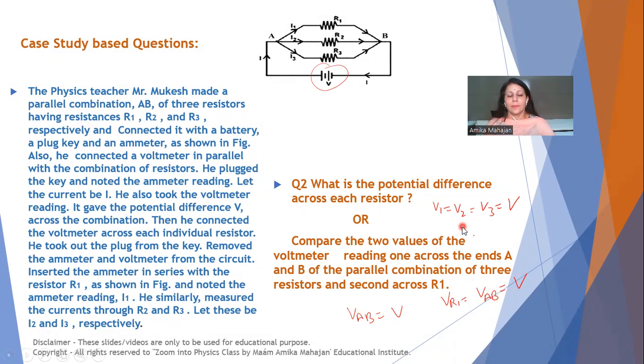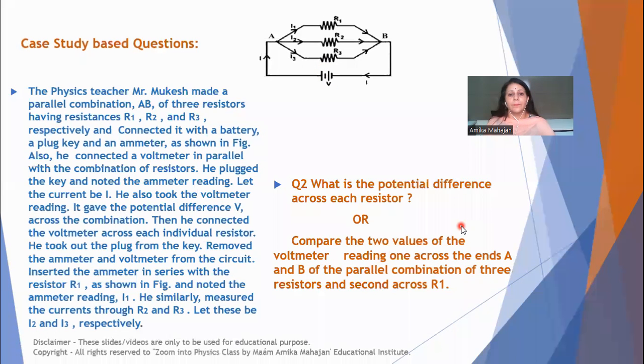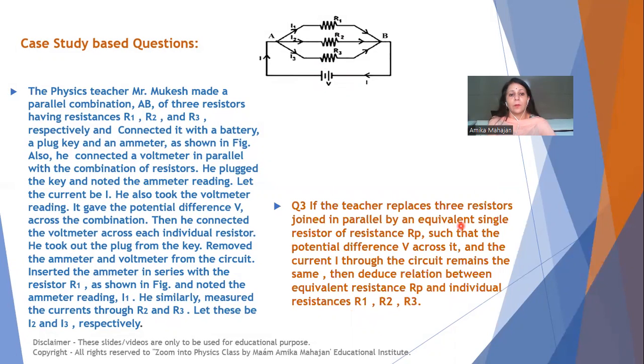Next, what he did, he took a single resistor having value RP and connected it in place of R1, R2 and R3. It is given in the question. This situation is given in the question. That means a single resistance RP was connected with voltage source V, like this. This RP was having the same value as that of the net resistance of R1, R2 and R3. So we have to find the relationship between RP, R1, R2 and R3.